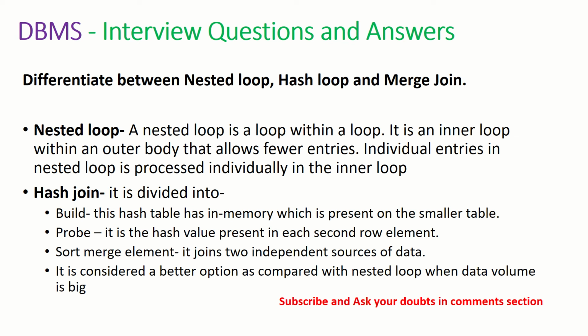Now what is hash join? Hash join is divided into two pieces: the build and the probe. Those are the two parts of a hash join. So build is the hash table in memory, which is present on smaller tables, whereas probe is a hash value present in each second row element. Now similarly, what is sort merge join? It joins two independent sources of data. It is considered to be a better option as compared to nested loop when data volume is big.